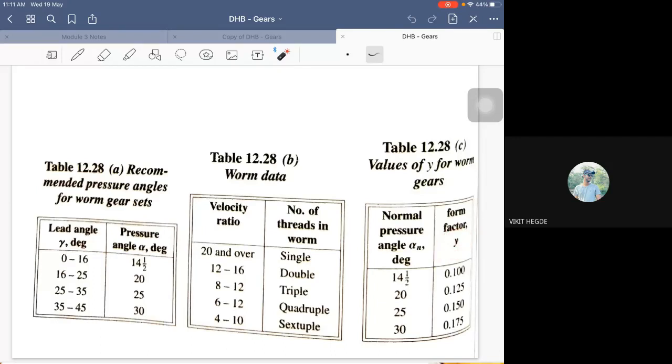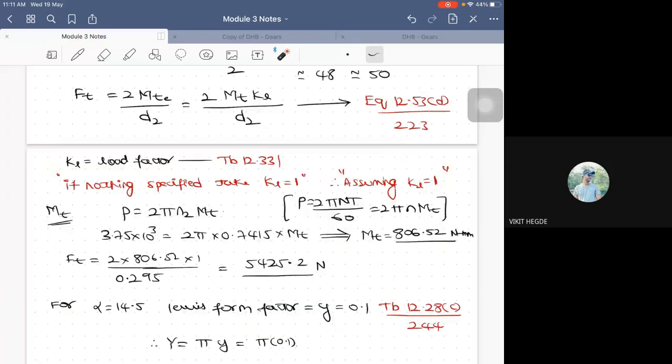For 14 and a half pressure angle, the form factor you can directly get as 0.1 from table 12.28C on page number 244. Okay. So from this Lewis form factor, I can choose it to be 0.1 directly based on the pressure angle. So capital Y is nothing but pi times small y. Small y we have just taken as 0.1. So it is pi times 0.1. Now you have all the values.